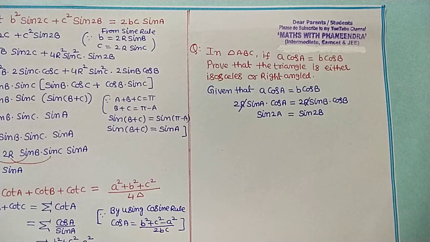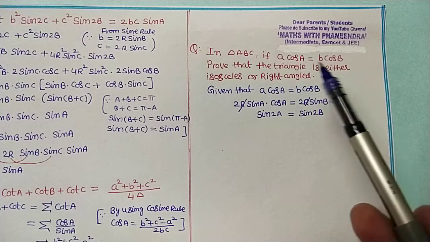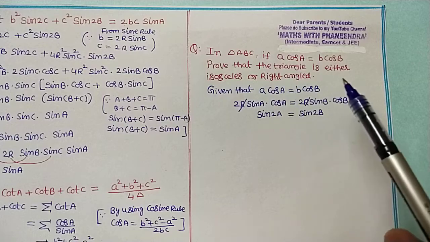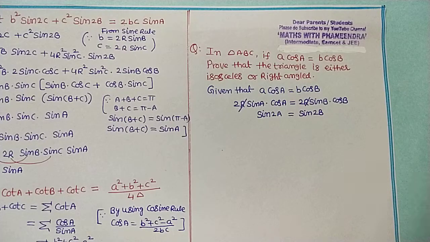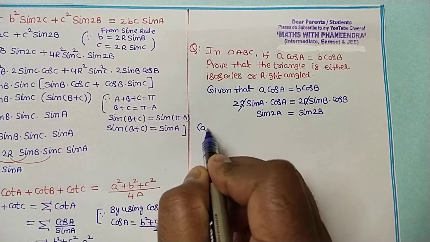From here, two possibilities we can find. Why two possibilities? They are asking to prove the triangle is either isosceles or right angled. That means isosceles means any two angles are equal. Or they are asking to prove it is right angled also. That means one of the angles is a right angle. See how it is. Consider case 1.